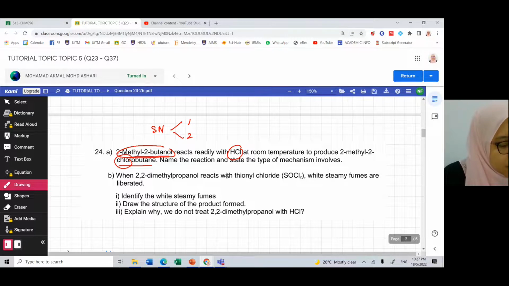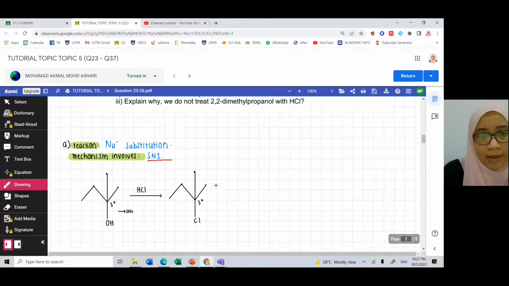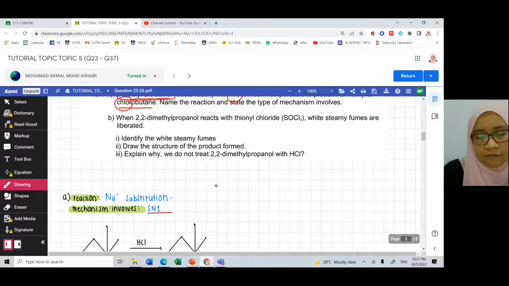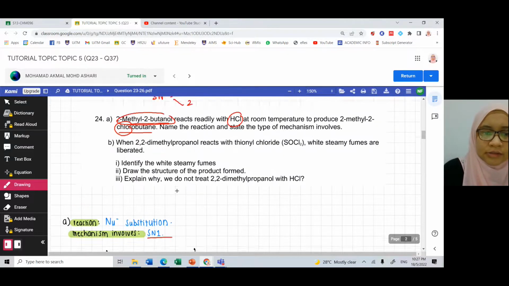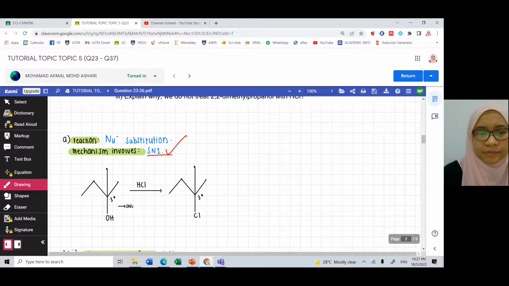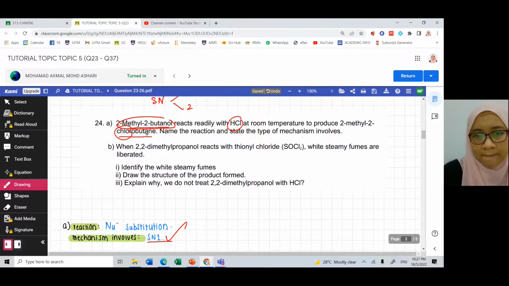All right, correct. So it is nucleophilic substitution SN1, and state the type of mechanism involved. So basically the OH will be replaced with Cl. So the reagent used is HCl. Right, that is correct. And number B.